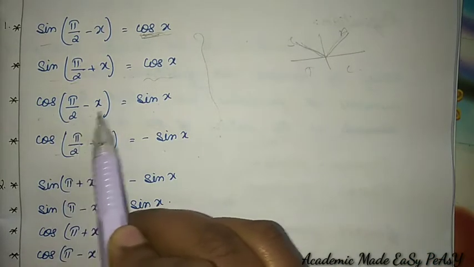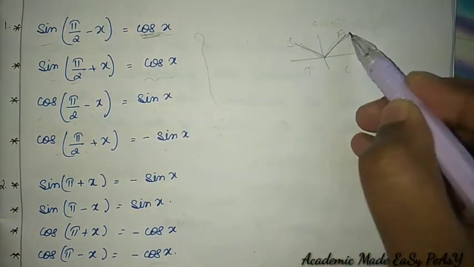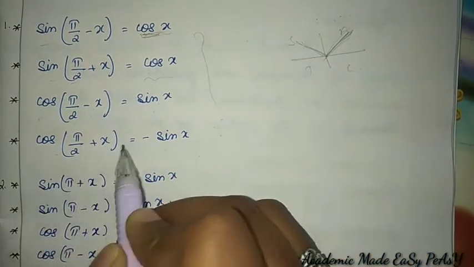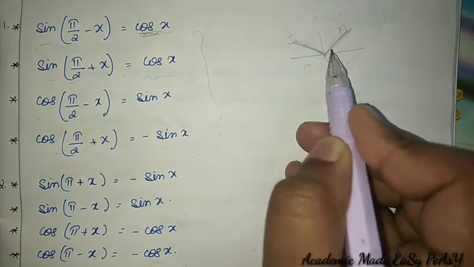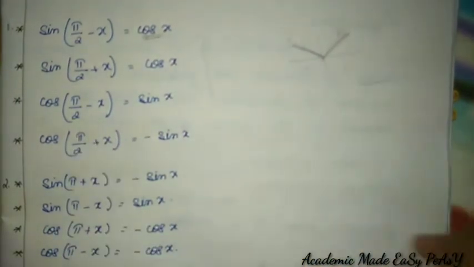Next is cos pi by 2 minus x. Here everything is positive, so automatically it is positive. Next cos pi by 2 plus x. Is cos positive here? No. Sine is positive, but is cos positive? No. So therefore here it is negative. This can be applied for this.